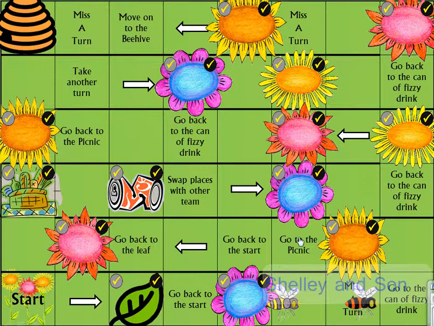Now they're going to land on a square that says go to the picnic. But we click on that square in the half that is for their team, and then the bee is going to automatically go to where the picnic spot is. Very good. Then they get to roll again because the other team's missing a turn. So they get a 2.